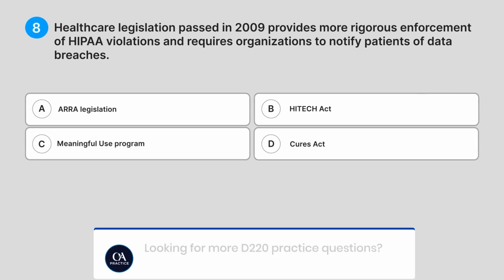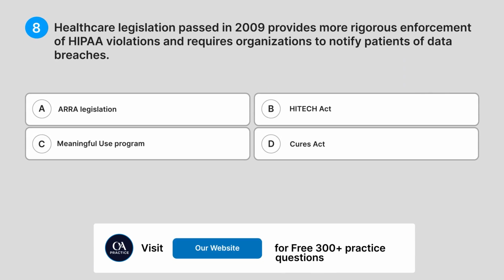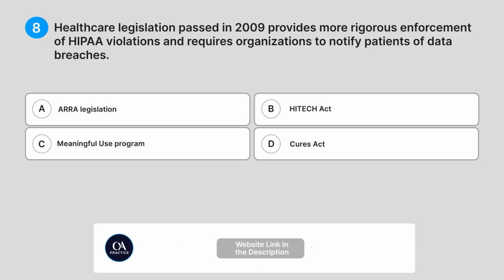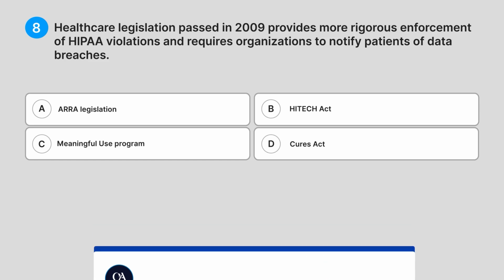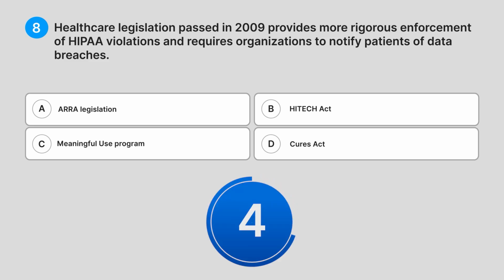8. Healthcare legislation passed in 2009 provides more rigorous enforcement of HIPAA violations and requires organizations to notify patients of data breaches. A. ARRA. B. HITECH Act. C. Meaningful Use Program. D. Cures Act. Do you know the answer?